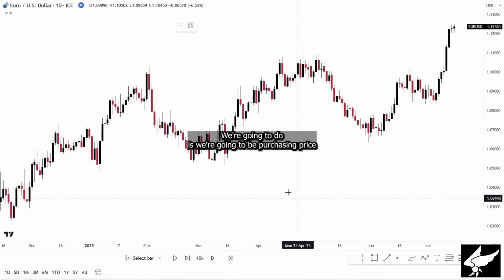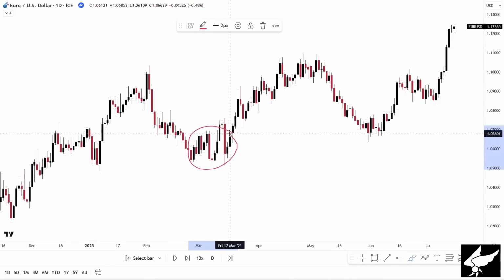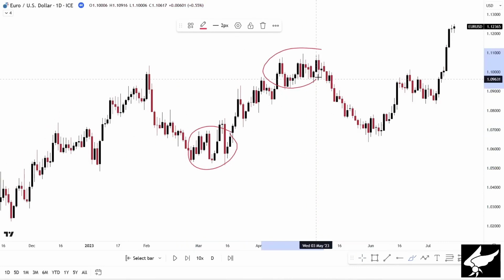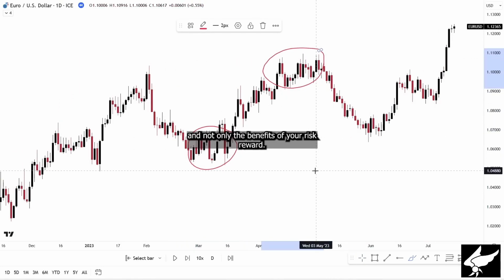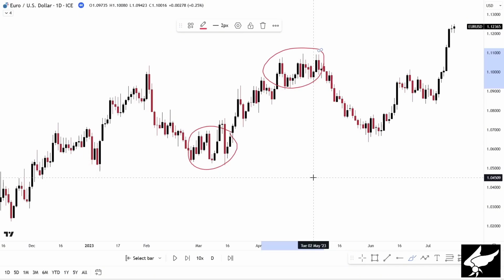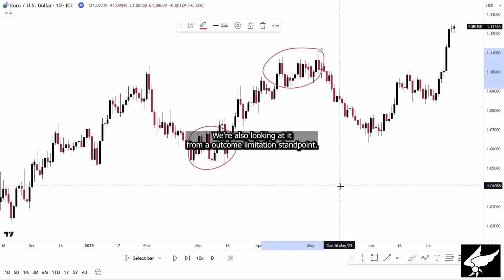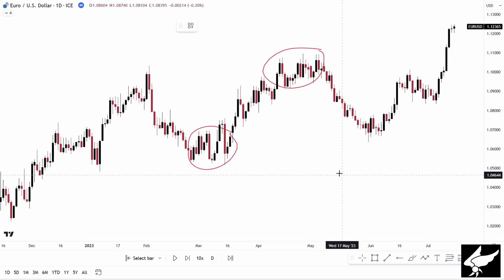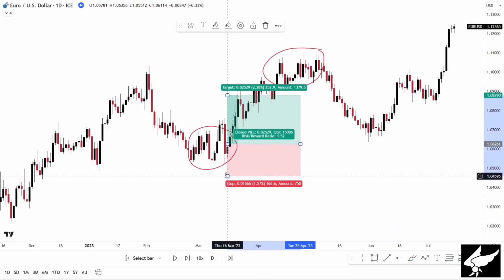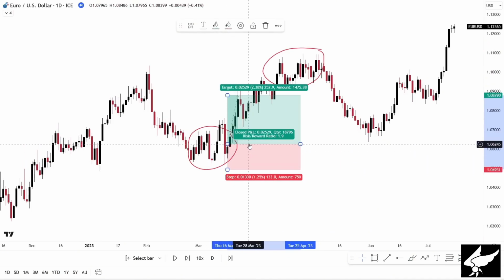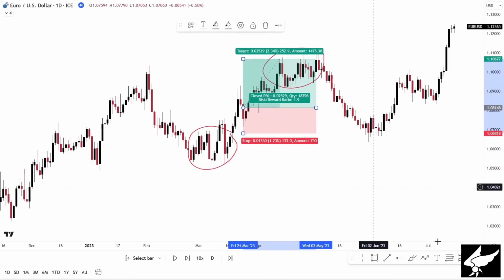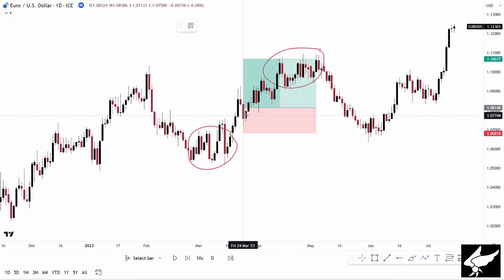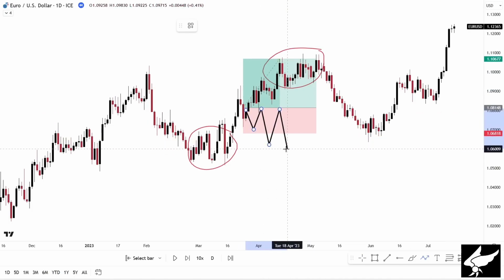So what we're going to do is purchase price at the bottom of the range and sell price at the top of the range. And not only the benefits of your risk to reward with your stop loss being a lot tighter, we're also looking at it from an outcome limitation standpoint. So if you are purchasing price at the bottom of your range, the outcomes are limited. But if you are purchasing price in the middle of the range, price could always come back to the extreme. Price could always form a structure, stop hunt, and still decide to come back to the extreme before completely expanding.